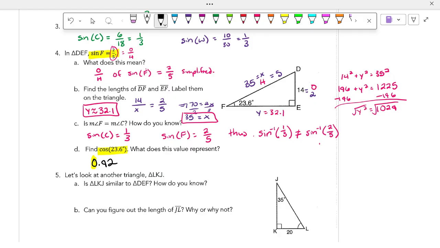What is cosine typically? Adjacent over hypotenuse. So it represents adjacent over hypotenuse. So in reality, that would be about whatever we did for 32.1 over 35. So if we found 32.1 over 35, which should probably be around 0.92, but remember we did round the 32.1. All right, that would be about what it represents.